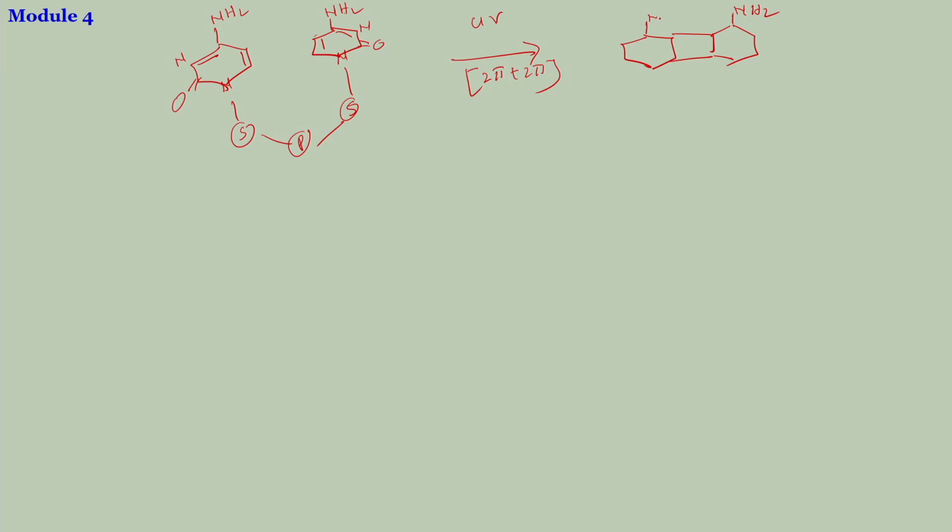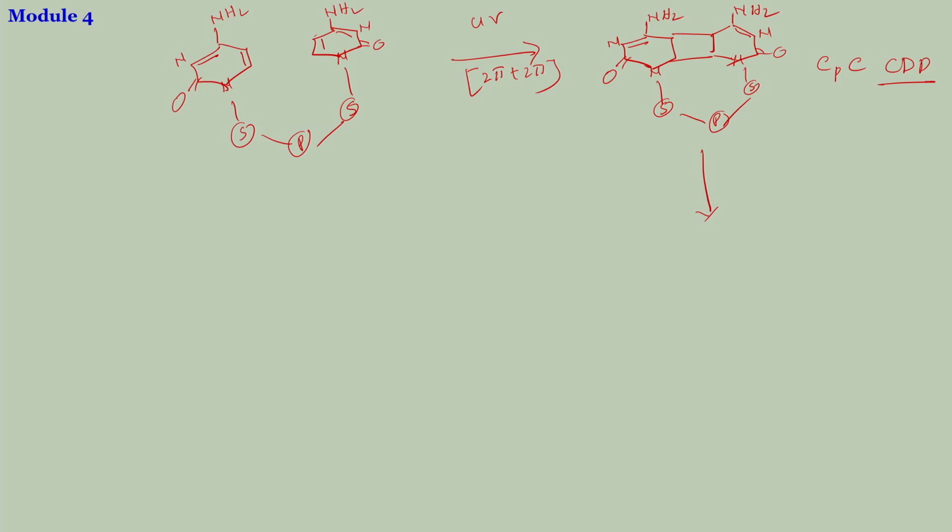NH2, NH2, double bond N, here double bond N to this. Now, this is CPD, cyclobutane pyrimidine dimer. In short, we call it CPD lesion.